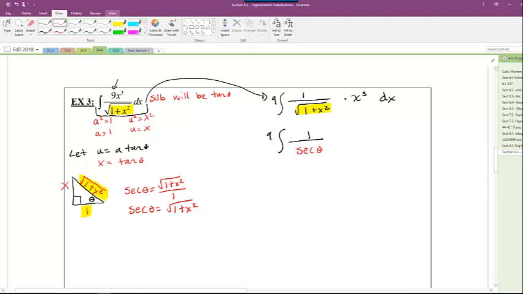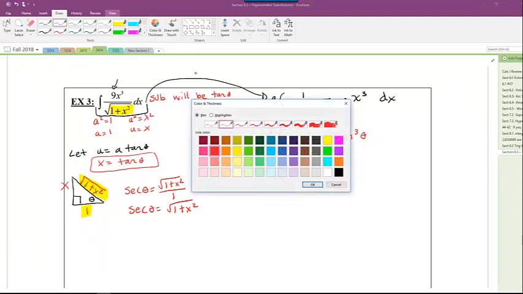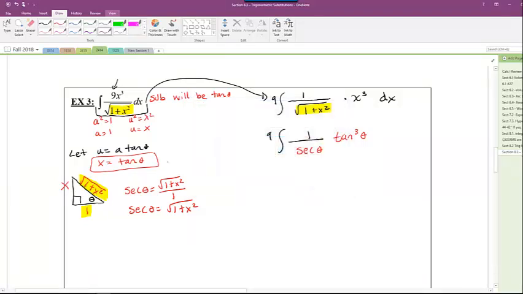Then I need to determine what is x cubed. Well, I know that I let x equal the tangent of theta. That means that x cubed would be tangent cubed theta. Finally, I need to determine what dx is. Well, dx is just going to be the derivative. So coming here, I know that the derivative of x is dx, and the derivative of the tangent is the secant squared of theta d theta. So dx becomes the secant squared of theta d theta.